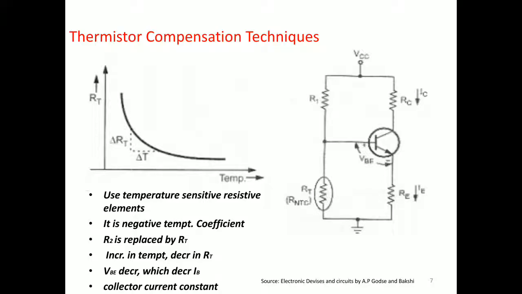Hence the voltage drop across it also decreases. This voltage drop is nothing but the voltage at the base with respect to the ground, that is, VBE. So VBE decreases, and automatically the IB value decreases. This behavior tends to offset the increase in the collector current with temperature. So IC always remains constant.